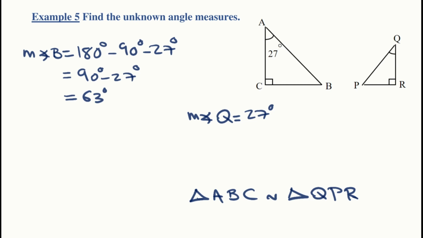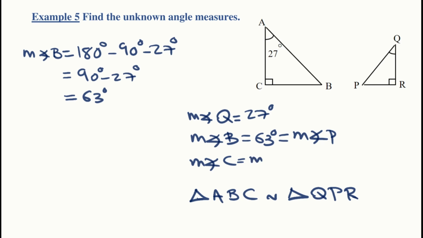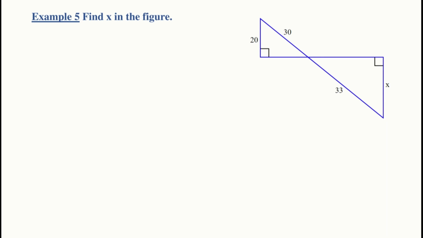We already had the measure of angle A, so we know that the measure of angle B is 63 degrees, which is the same as the measure of angle P. And of course, C and R are both right angles, so they will both have measures of 90 degrees. All right, that's how you would handle that. All right, here's another similar triangle scenario.